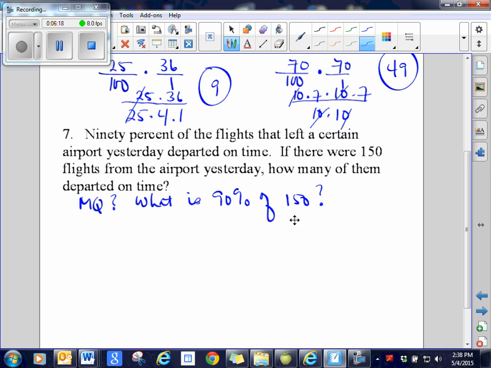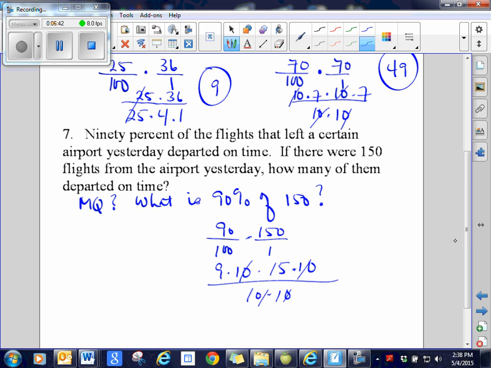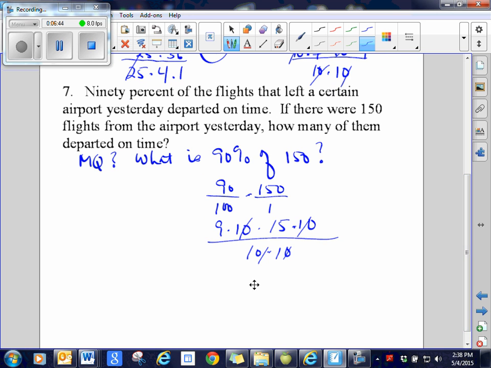And this looks like the examples that we just did. Of means multiply. 90% is 90 over 100 times 150 over 1. I can think of 90 as 9 times 10, and I can think of 150 as 15 times 10, and 100 is 10 times 10. That gets rid of a lot of those 10s, gone. And 15 times 9, which is, what's that, 135 maybe? 135 flights left on time, and that would be your S statement.